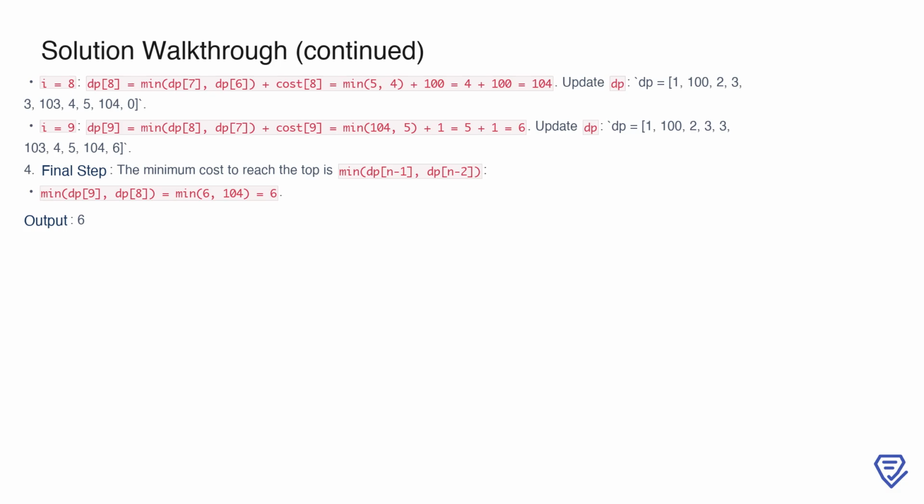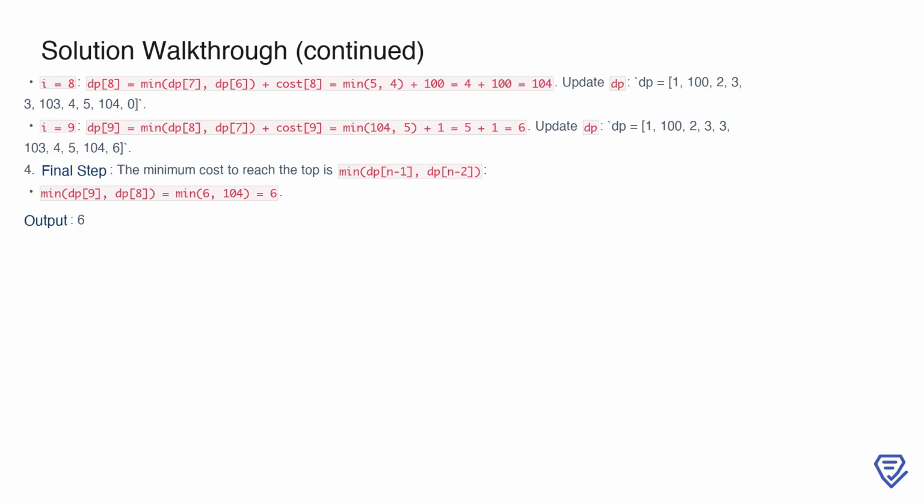Continuing from where we left off, we now calculate the values for the remaining indices of the dp array. At i equals 8, the minimum of dp[7] and dp[6] is 4, and adding the cost at index 8, which is 100, gives us dp[8] equals 104. For i equals 9, the minimum of dp[8] and dp[7] is 5, and adding the cost at index 9, which is 1, results in dp[9] equals 6.